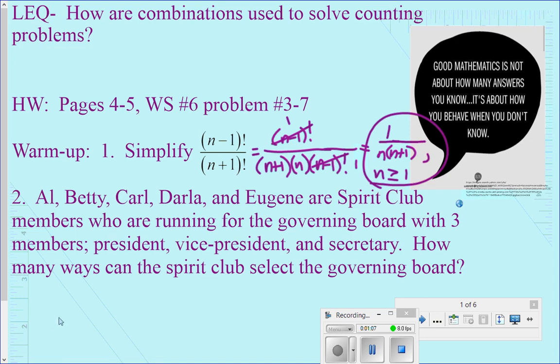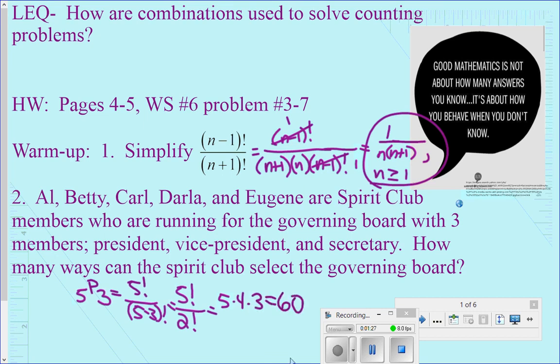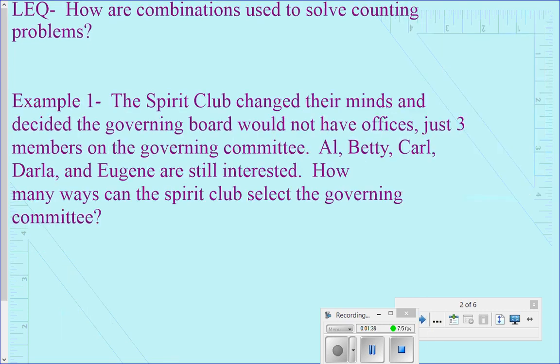The order matters and we can't repeat people, so that's going to be a 5P3, which is 5 factorial over 5 minus 3 factorial, which is 5 factorial over 2 factorial, which is, the 2 factorials are going to cancel out, so 5 times 4 times 3, which equals 60. Or if you didn't use the formula, you could have just made a decision chart. 5, then 4, then 3, multiply gives us 60. Either is fine.